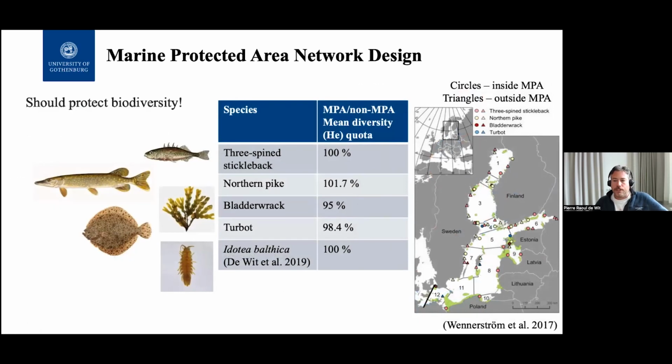So if we look just at the Baltic Sea network, does it protect biodiversity? If we compare biodiversity, genetic biodiversity, inside and outside of protected areas, we see that in most species there's no difference in biodiversity. These are studies from a review paper from 2017, and then I have also included the Baltic Sea isopods here. We don't see a difference in biodiversity inside and outside of protected areas.